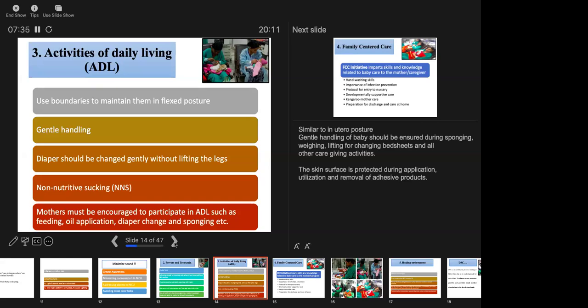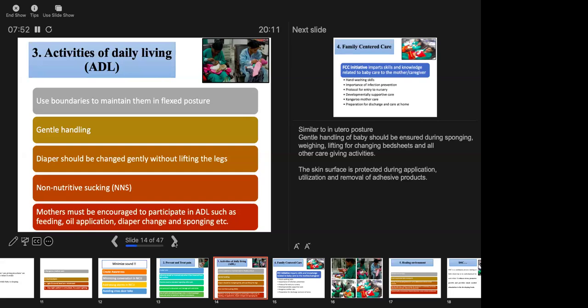Handling should be very gentle. And whenever the nurses change the diaper, it should be changed gently without lifting the legs. Most of the times you would have seen, the baby's legs are lifted and the pelvis is also up, and at the same time the diaper is replaced. So this should not be done during the routine care.